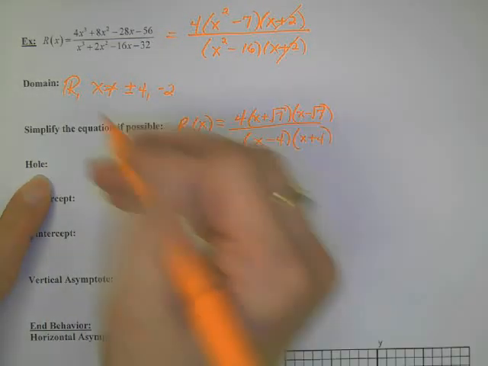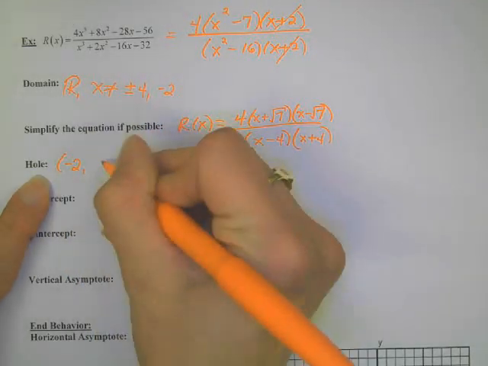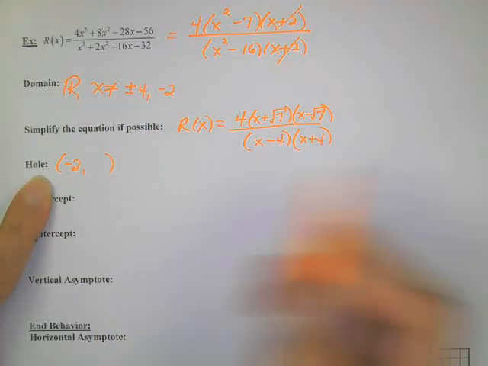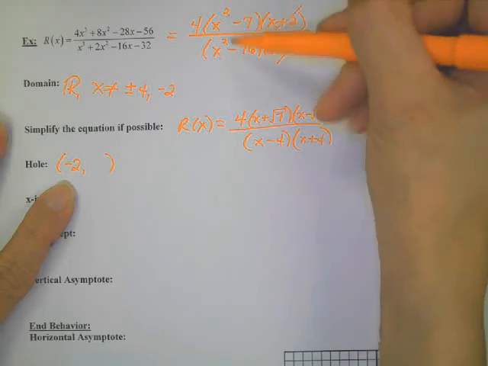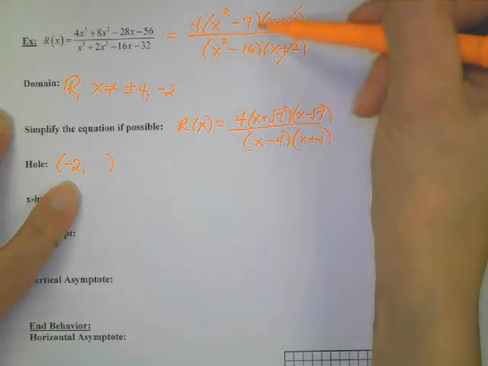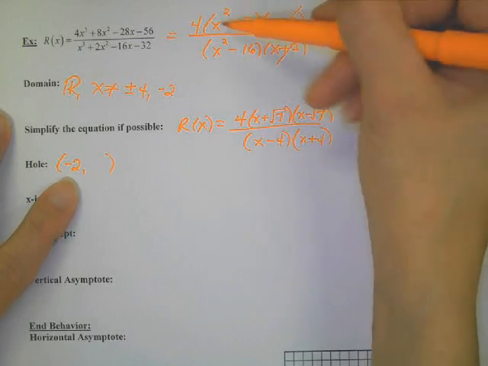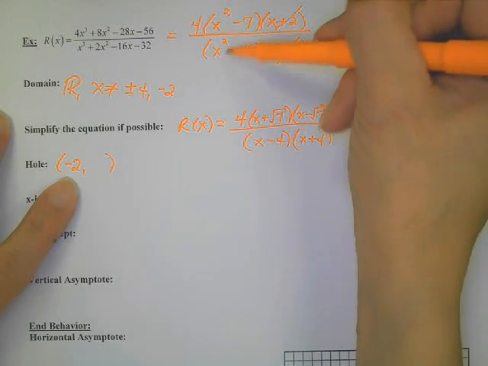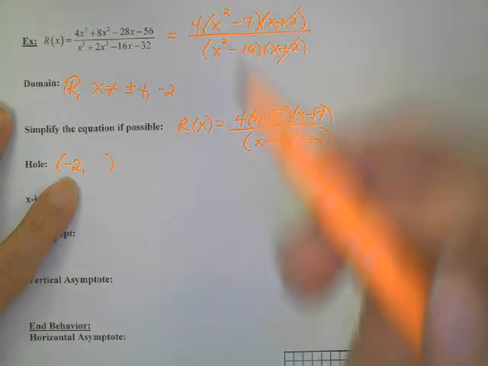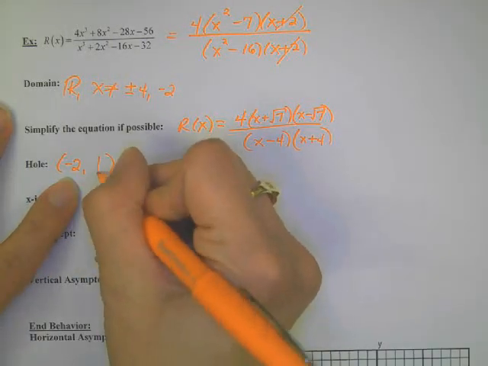There is a hole at negative 2 comma something. I'm thinking it might be easier to go up here before we factor it and plug in negative 2. Put negative 2 in. 4 minus 7 is negative 3. Negative 2 squared, 4 minus 16. That's going to make a 1.